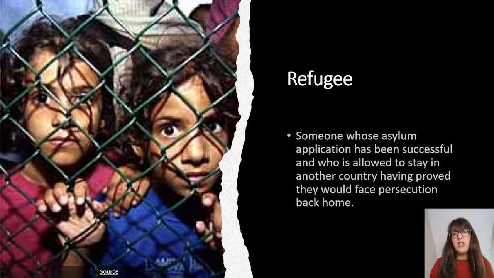And then refugees. So a refugee has a very specific definition. This is someone whose asylum application has been successful and who is allowed to stay in another country having proved that they would face persecution back home. So they've sought protection from persecution in their country of origin and they have been recognised as requiring that protection in the country where they've sought asylum. This term can be mixed up in a whole range of different ways, which I'll talk about in a moment when I define what an asylum seeker is.